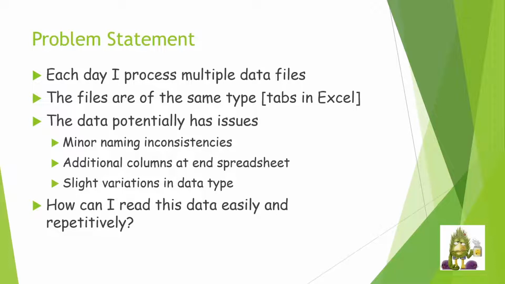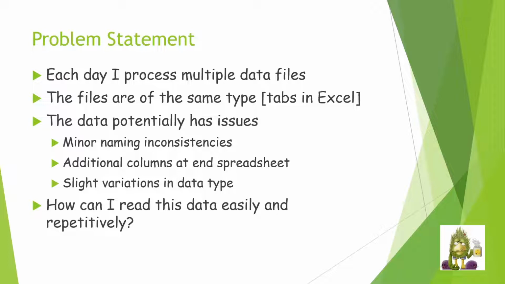Every day I get multiple data files. They're all Excel spreadsheets with multiple tabs in them. And I get them from a couple of different sources. They're sent to me. They've changed over time. And there are some minor issues that crop up every now and then when I'm trying to read them. Mainly what I see is there's some minor naming inconsistencies in the fields. It might change from tab to tab or spreadsheet to spreadsheet, day to day. I'm not sure why, if this is being generated automatically, but I can't ask those questions. I just have to deal with them.